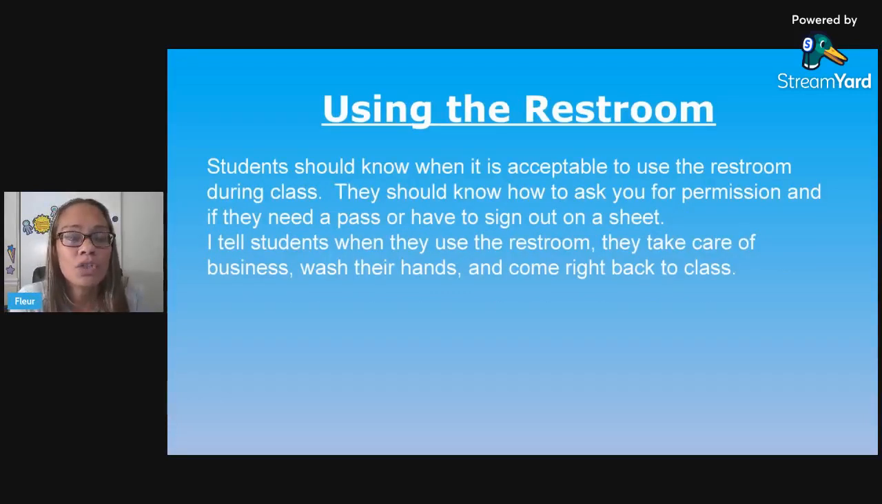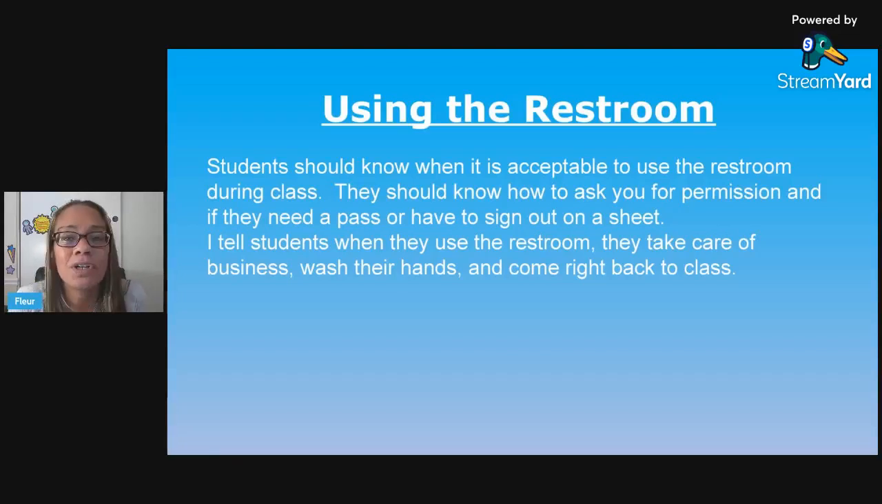All right, using the restroom, next procedure. Students should know when it's acceptable to use the restroom during class. We prefer that they go during their passing period, but it's only 3 minutes. So they sometimes have to go during class, and that's okay. They should know how to ask you for permission and if they need a pass or have to sign out. My procedure when they use the restroom is I tell them to take care of business, wash their hands, and come right back to class. I don't want them wandering around and everything.